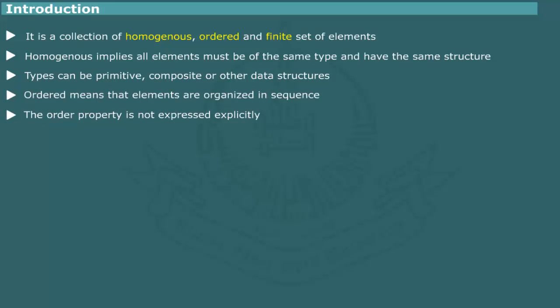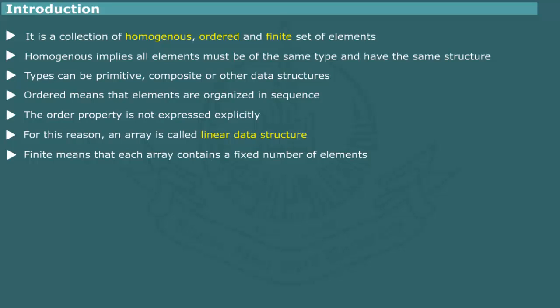The ordered property means that the elements of array are arranged in a sequence. Thus, each element of an array is identified by its relative position in the collection. For this reason, an array is called linear data structure. Another important characteristic of an array is the finiteness. By finite, we mean that each array can contain a fixed number of elements. In other words, an array data structure can hold specific number of elements. This number is called size or length of array.